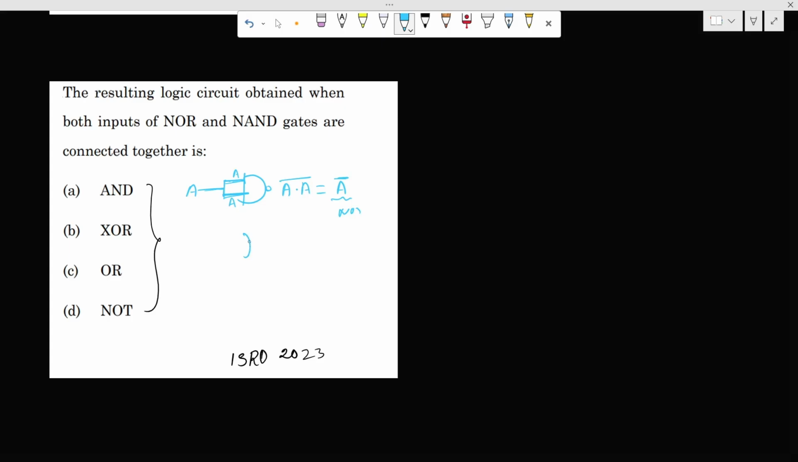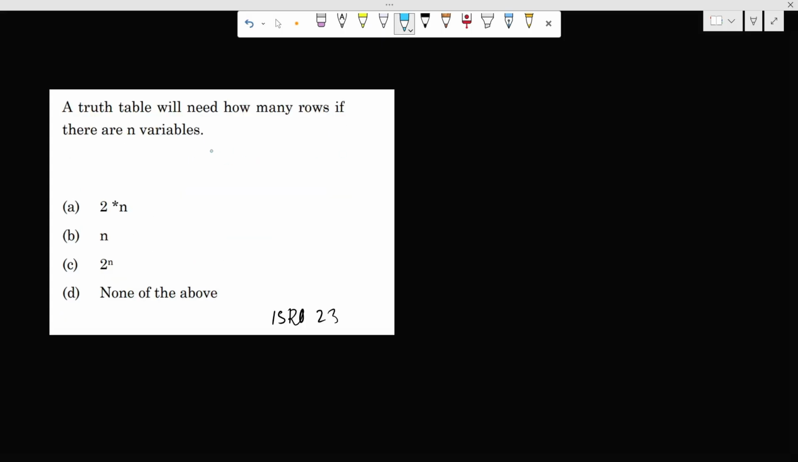And for the NOR gate, here also we provide A, and here we get A, here we get A. So the NOR gate produces A plus A whole bar. So we know that A plus A means A, and we get A bar here also. So this circuit also produces the complement of the input. So this also works as a NOT gate. So option D is the correct answer for this. So it is also a PYQ of 23.